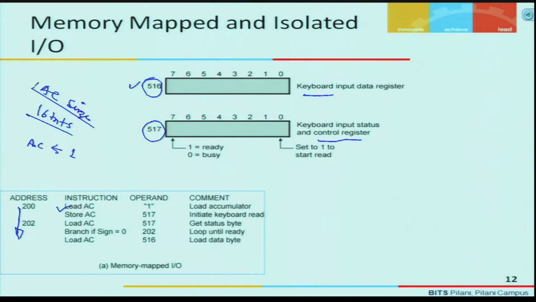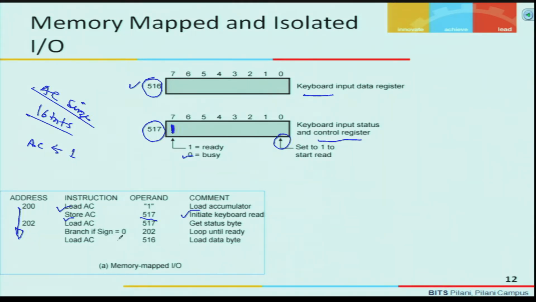So the value 1 will be stored, and you know that setting it to 1 means start the read operation. The current AC value is 1, and this AC value is stored in location 517. So 517 will contain the 1, and that 1 indicates it is a read operation, so initiate the keyboard read. Then load AC with 517, and through that it will get the status byte. This bit tells the status: if this bit is 1 then it is ready, otherwise if this bit is 0 then it is busy.